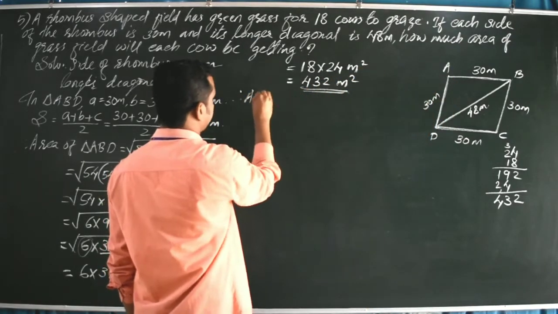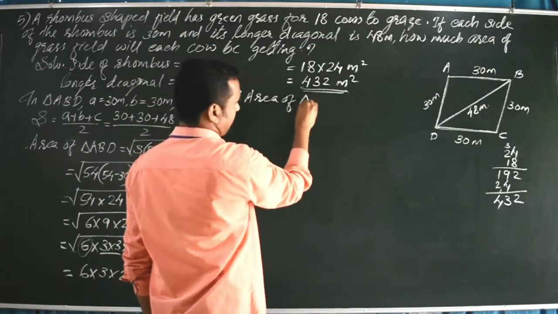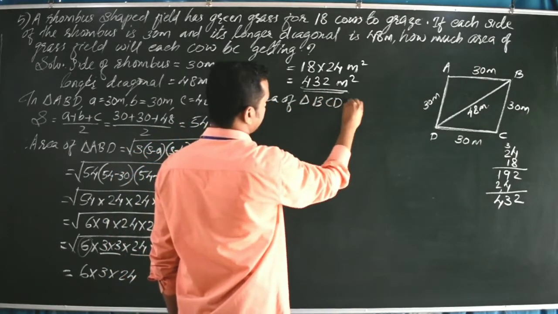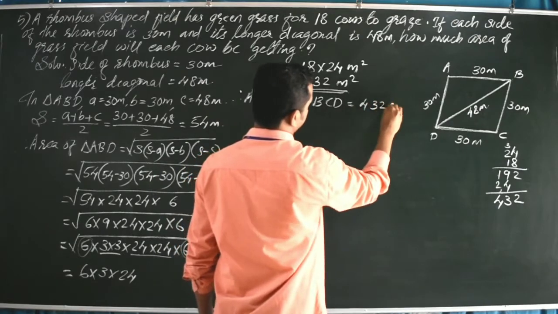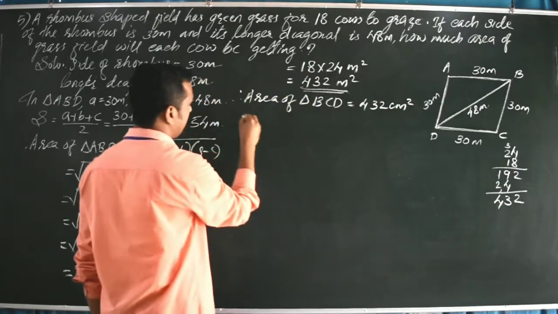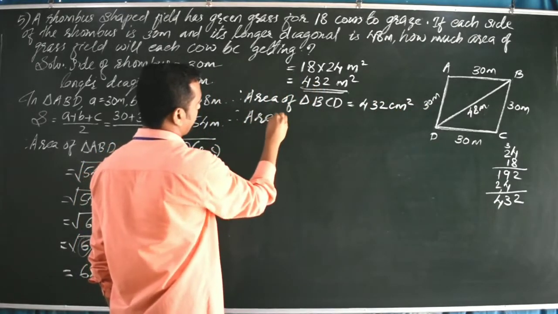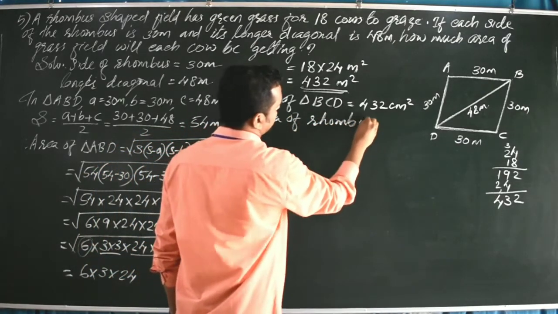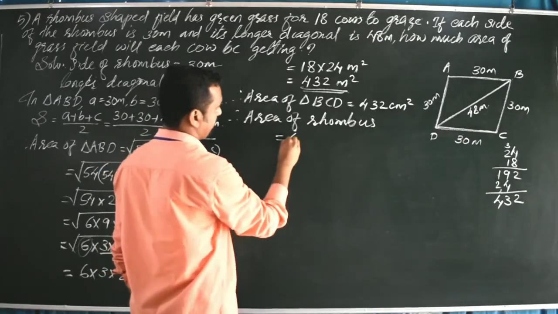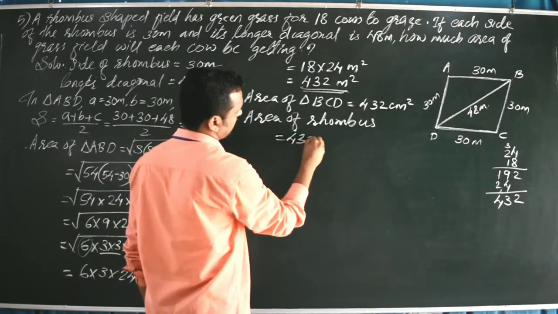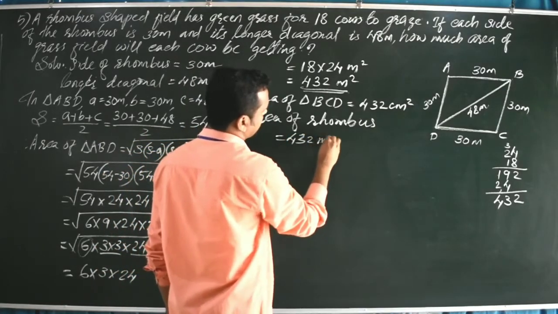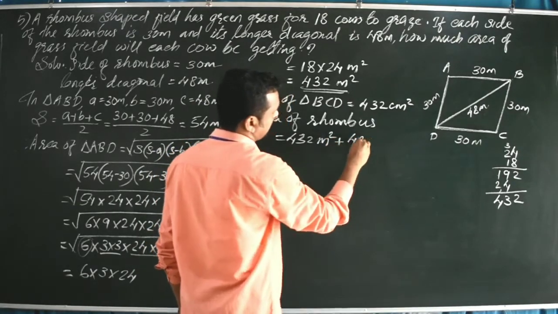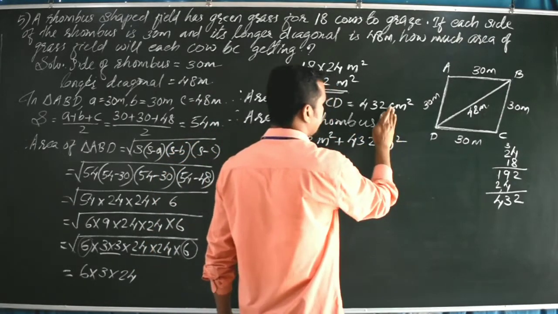Therefore, area of triangle BCD is equal to what is the answer? Same, it will come 432 meters square. Therefore, we can write area of rhombus. What is area of rhombus? 432 meters square plus 432 meters square. Here it is meters square.